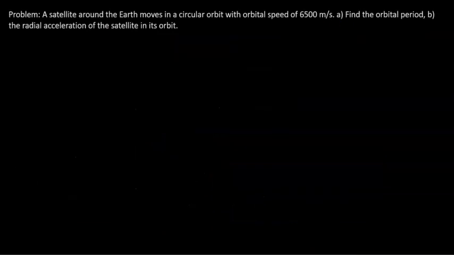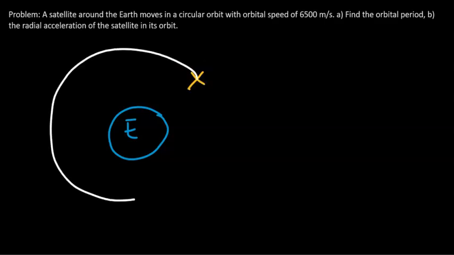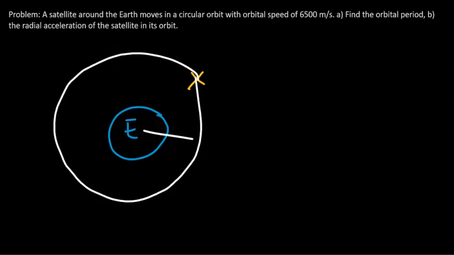Problem 1. A satellite around the Earth moves in a circular orbit with orbital speed of 6,500 meters per second. Find the orbital period and the radial acceleration of the satellite in its orbit. So let's assume that is the Earth, and the satellite is at some distance, right there, and that is the circular orbit it takes, and the orbital distance is little r. The orbital speed, let's call it v, and we know what v is, 6,500 meters per second.